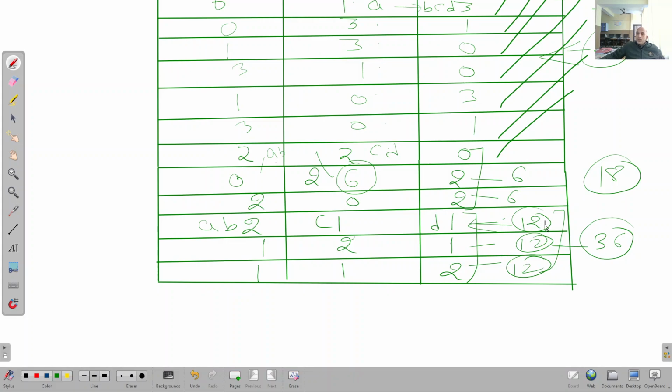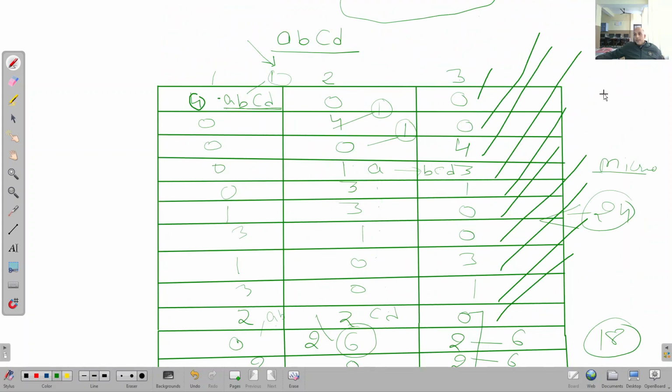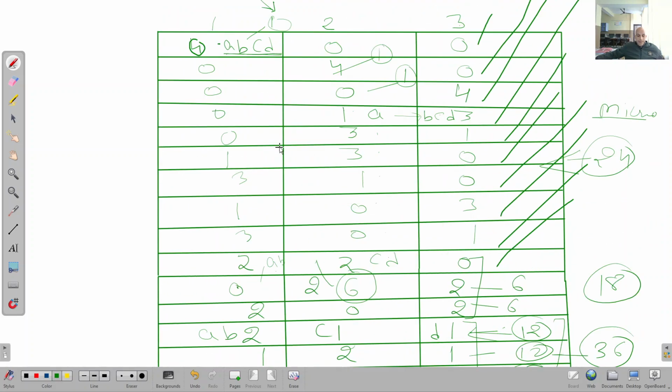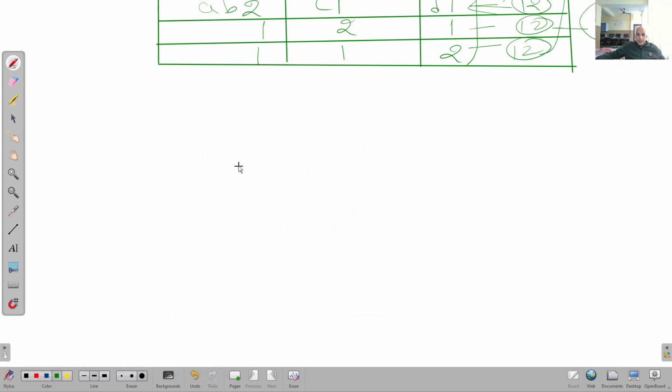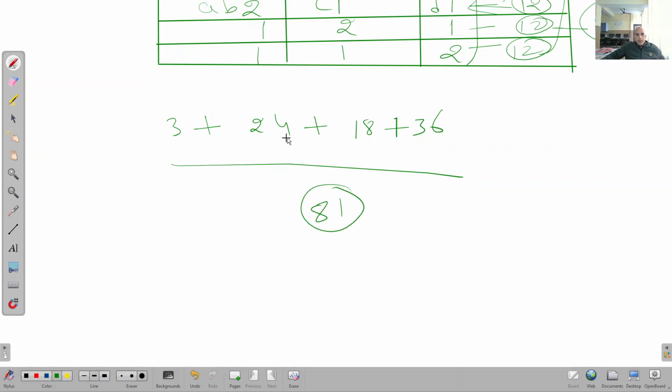Right? So when you add up all these microstates, 36, 18, 24, right? And 3. Clear? So what will you get? You can add all these possibilities here. It is 3 in the beginning plus 24 plus 18 plus 36. So when you add all this here, you will get 81. Clear?